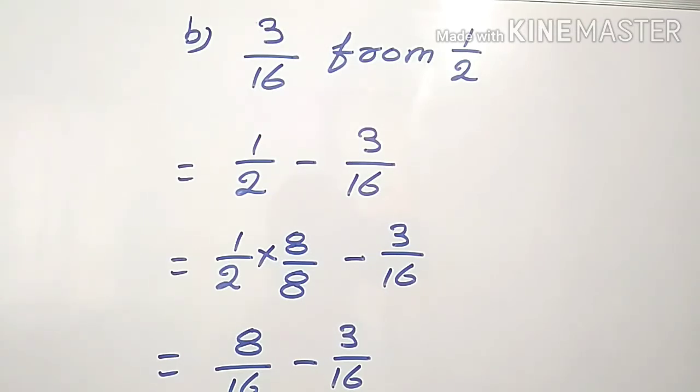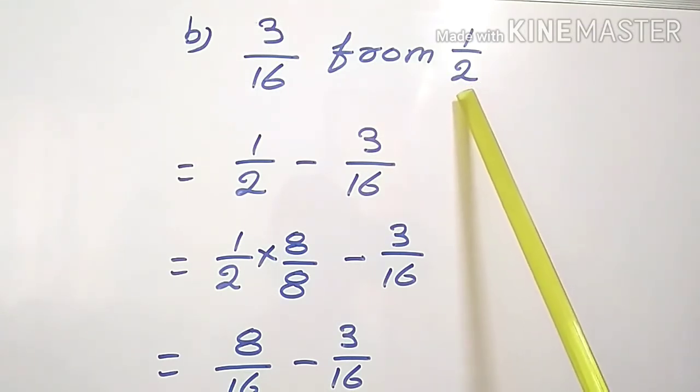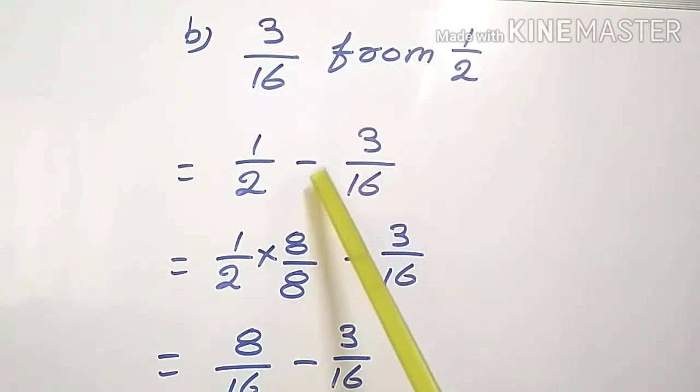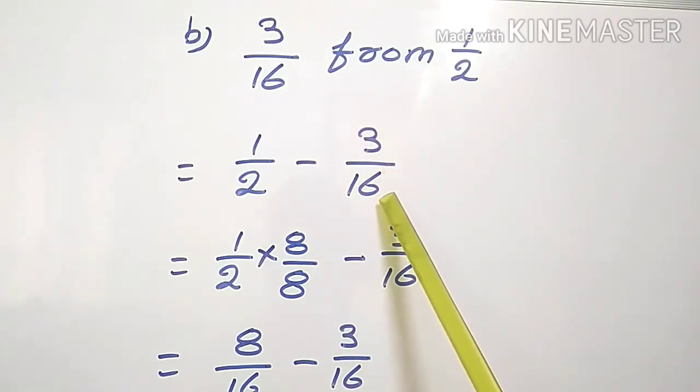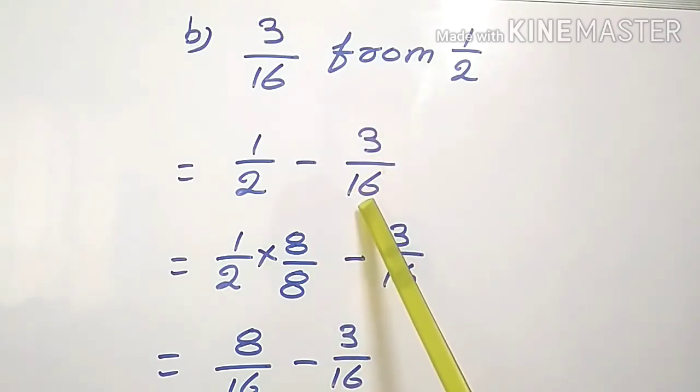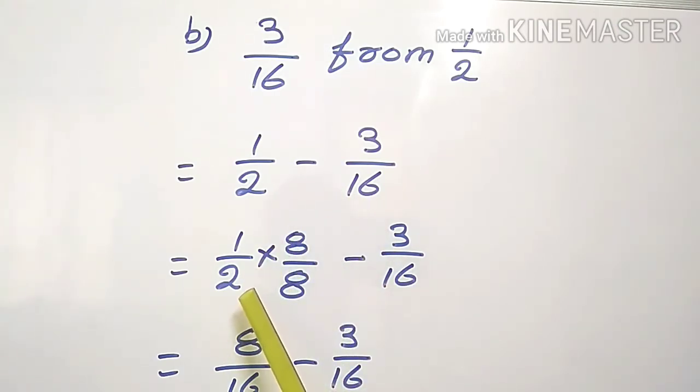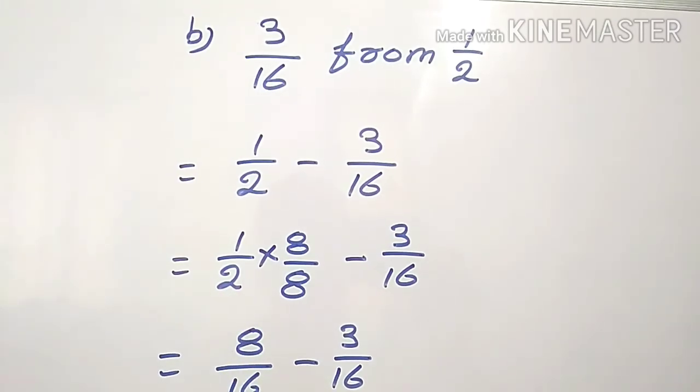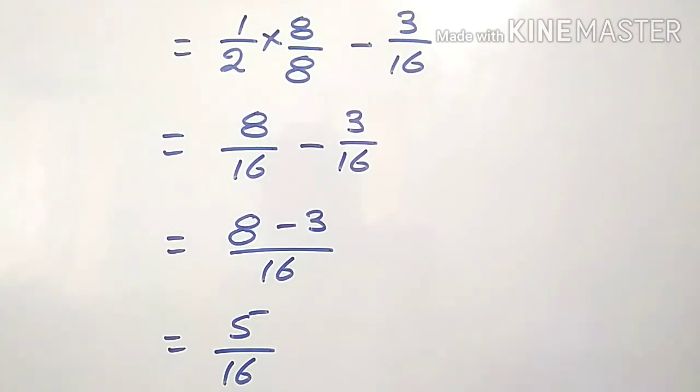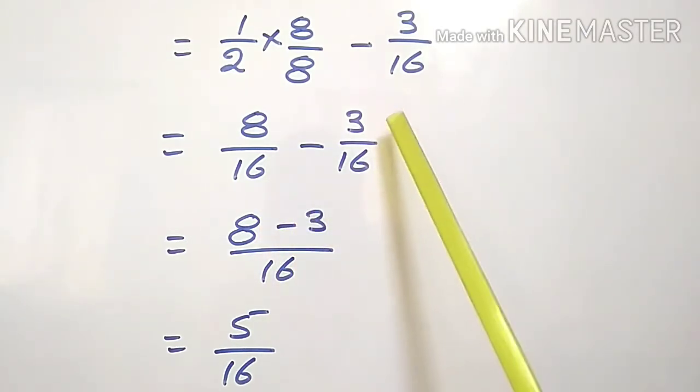B. Subtract 3 by 16 from 1 by 2. Again write 1 by 2 first, then the minus sign, and then write the fraction 3 by 16. Here also 16 is a multiple of 2. So multiply numerator and denominator of this fraction 1 by 2 by 8, so that it gives denominator 16. 8 by 16 is the equivalent fraction of 1 by 2. 8 by 16 minus 3 by 16.